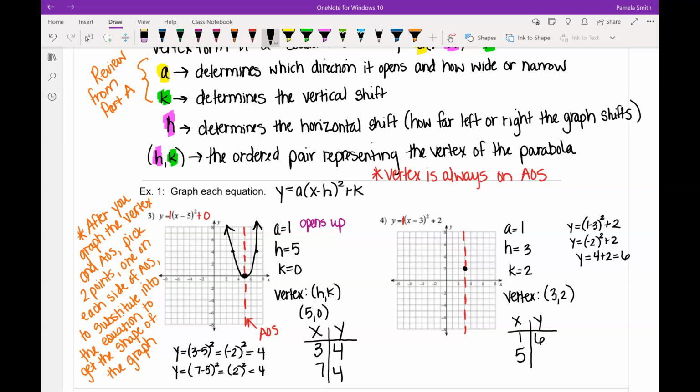So I substitute in the 5. So y equals 5 minus 3 quantity squared plus 2. Y equals 2 squared plus 2. Y equals 4 plus 2, which equals 6. So that worked out how I anticipated. So 1, 6 and 5, 6. And again, that helps me get the shape of my graph.